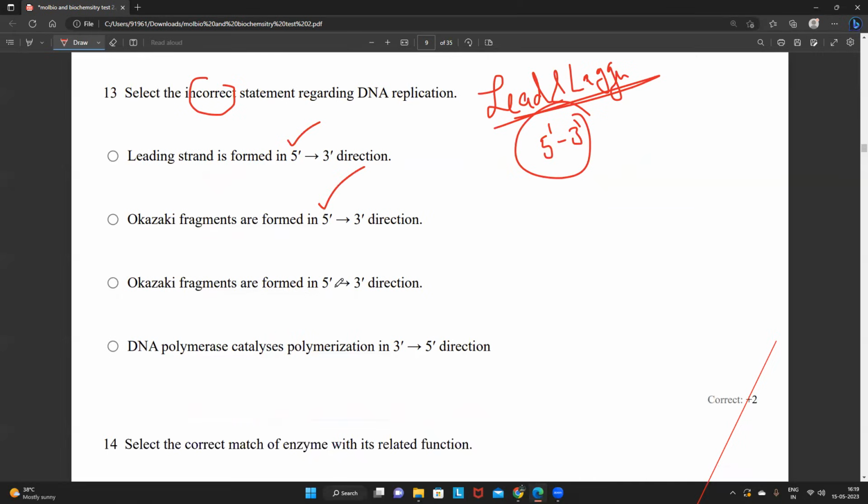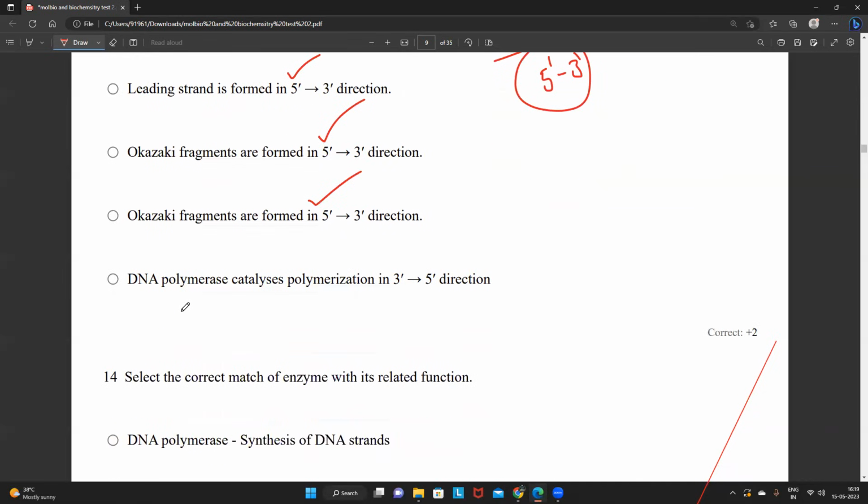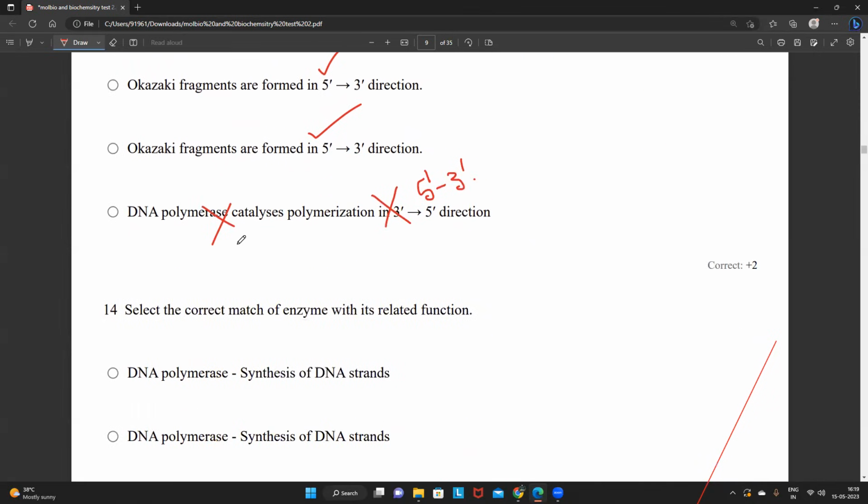Okazaki fragments are formed in 5' to 3' - why did this option get repeated? Anyway, this is also right. Option D says that DNA polymerase catalyzes polymerization in the 3' to 5' direction. Wrong, right? DNA polymerase always synthesizes the daughter strand only in the 5' to 3' direction. Hence, the incorrect option is D.